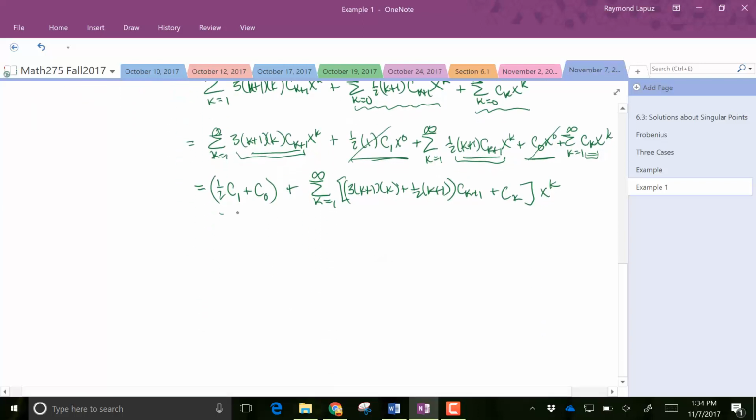So this is homogeneous. So we're going to set everything equal to 0. We're going to set 1/2 c sub 1 plus c sub 0 equal to 0. That's going to give c sub 1 is equal to minus 2 c sub 0. And that's our first relationship.